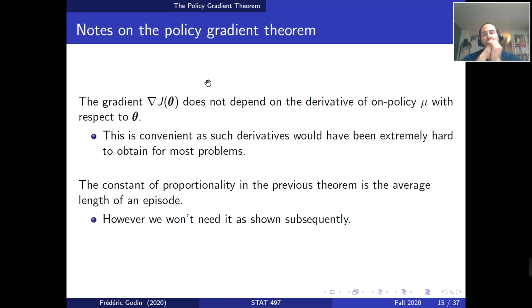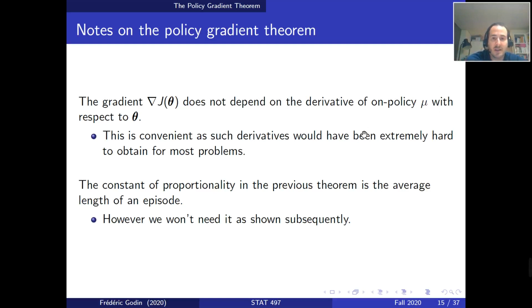So why is this useful? It's because we can notice that this gradient in the previous expression does not depend on the derivative of the on-policy distribution with respect to theta. When we calculate a value function, you might think, well, this depends on probabilities of being in the various states, so when we differentiate this, we probably have to differentiate mu with respect to theta. But such derivatives would be extremely hard to compute in practice.